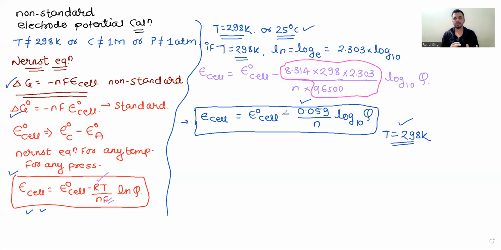So now whenever we look towards the non-standard calculation, there are a total of 5 cases that we need to remember. We will be seeing each and every case over here. So Nernst equation, let's move towards the Nernst equation.